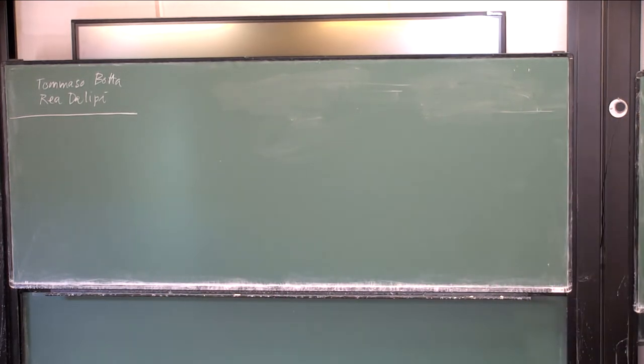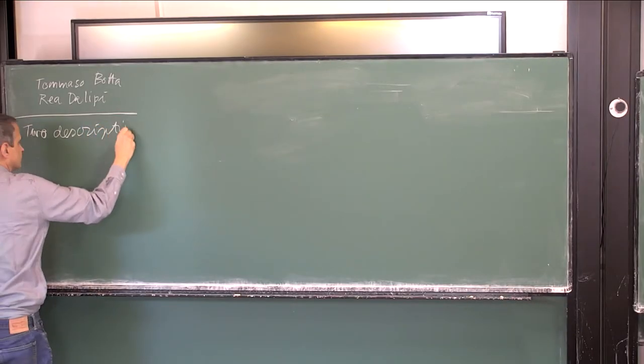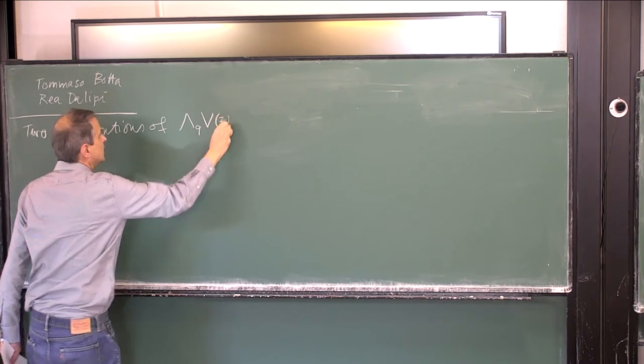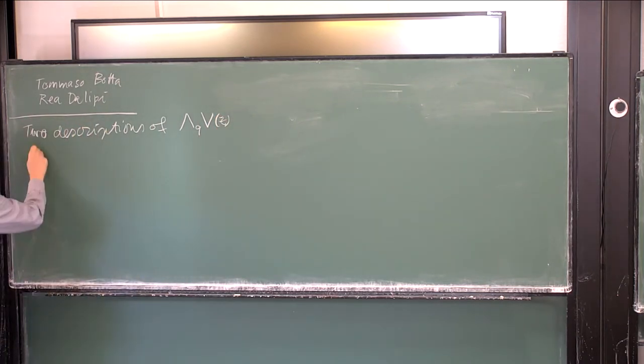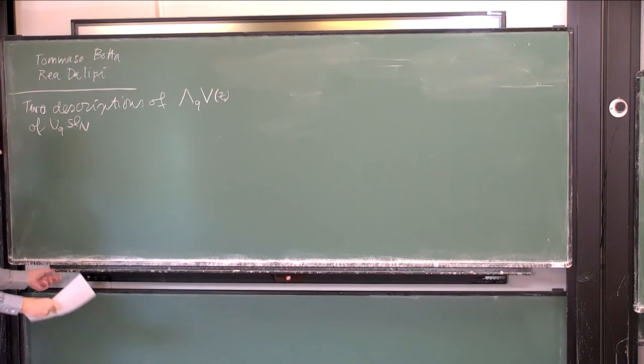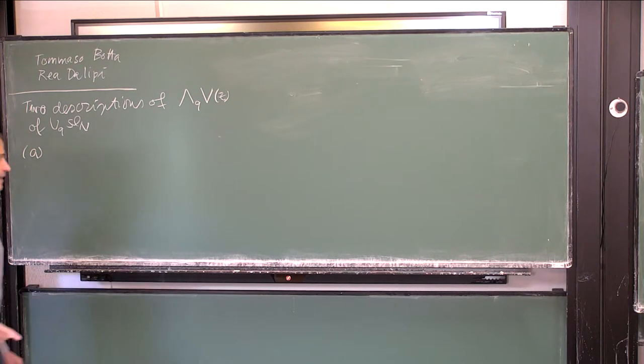Before I say that, I want to give some kind of explicit description of two descriptions of the fundamental representation of U_q of gl_n. Two descriptions of this q-deformed representation of sl_n or U_q of sl_n, let's say sl_n, because we define it for them. And so the first description is what we started to do in the exercises yesterday.